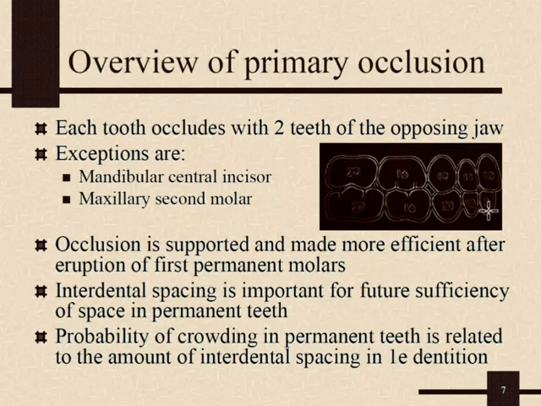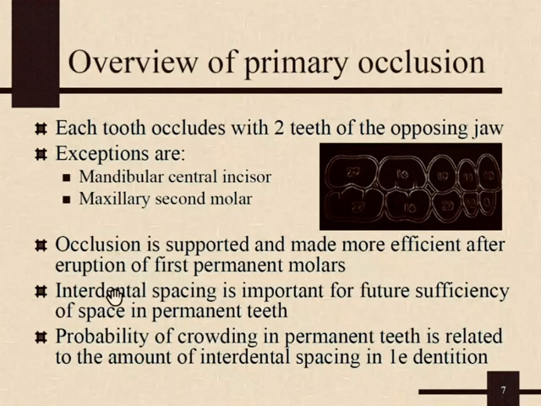So let me tell you that these are the only exceptions, and otherwise each tooth occludes with two opposing teeth. Occlusion here is supported by the eruption of the first permanent molars, because they are the first teeth that erupt. When the first permanent molars erupt at 6 years, this will guide or support the occlusion of the primary dentition. Okay. Secondly, we have what is called interdental spacing.